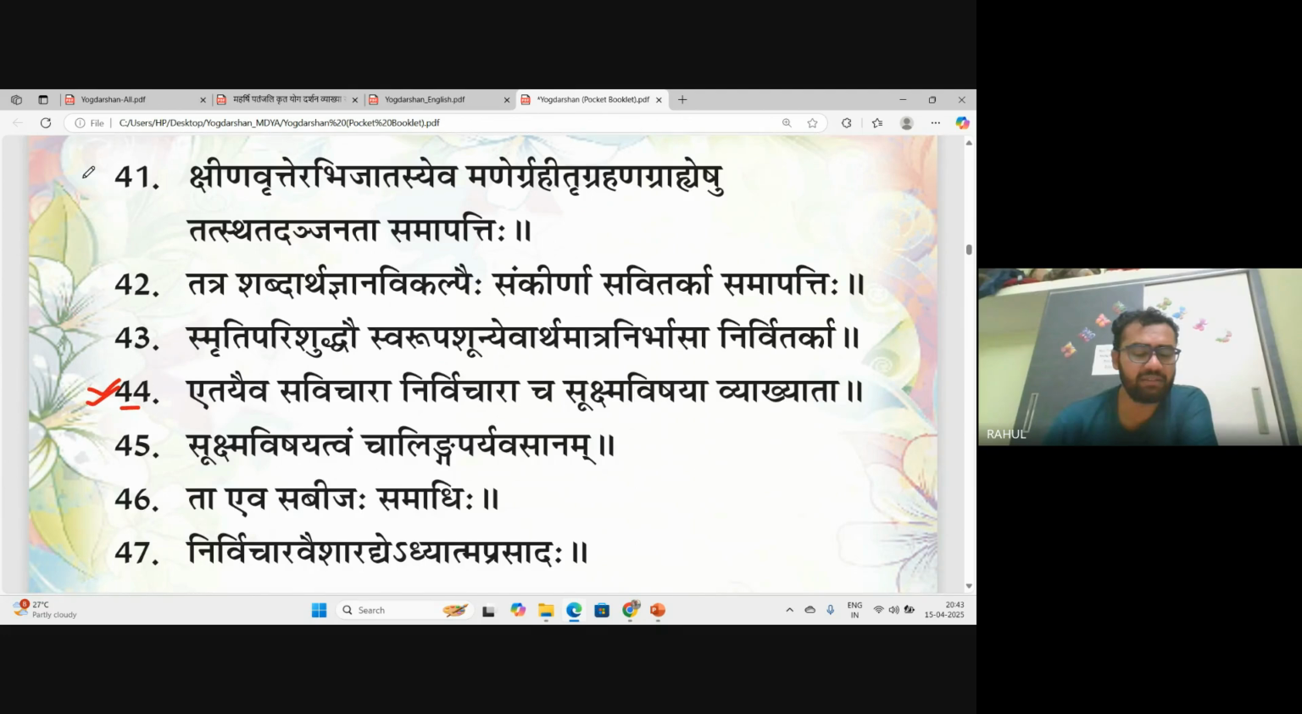So after getting that kind of command in meditation, the next stage is samapatti. Samapatti means samadhi state. In other words, you can understand it as sampragyata samadhi. So this sutra is sutra 46. Previously, what we were discussing were the sabija samadhi. It means all the previous samadhi, savitarka, nirvitarka, savichara, nirvichara, these are all sampragyat samadhi, all sabija samadhi.